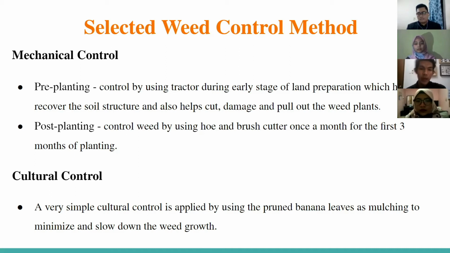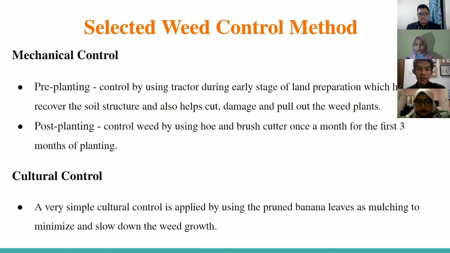For the mechanical control in the pre-planting stage, the mechanical control is applied by using a tractor during the early stage of land preparation, with only one application required, and it is able to slow down the weed growth together with the land clearing process. The reason for not applying any chemical in this stage is to limit the damage and the residue of chemical to the seedling, and also to reduce the cost of production.